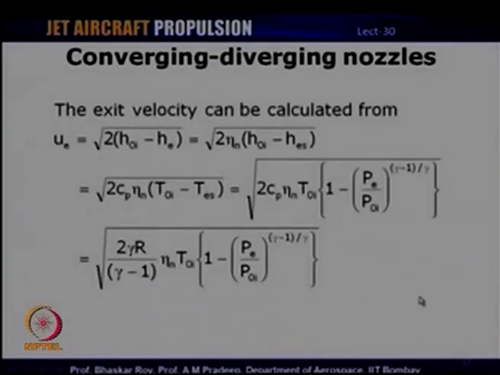So, the exit velocity, which we have also derived for the cycle analysis, is ue, which is the square root of 2 into (h0i - he), which in terms of efficiency becomes 2 into ηn into (h0i - hes), and this again in terms of temperature is 2 Cp ηn into (T0i - Tes). On simplification, this is 2γR/(γ-1) into ηn into T0i multiplied by [1 - (Pe/P0i)^((γ-1)/γ)].